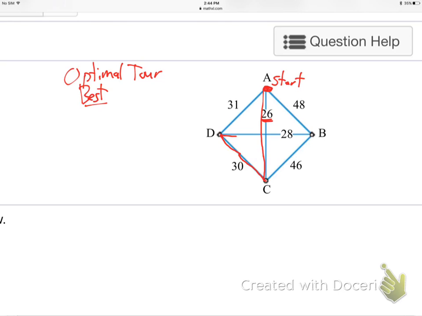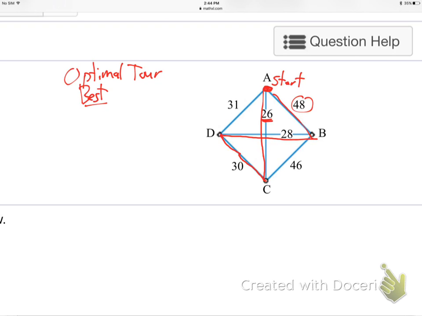B's a cheap road, but now you have to do the 48 to get home. You got to bring the plane home. It's a loop. In the end, you got to go back to where you started, and that means we have to take the high road, the most expensive road, the 48. We're forced to. So is that really the overall best loop?